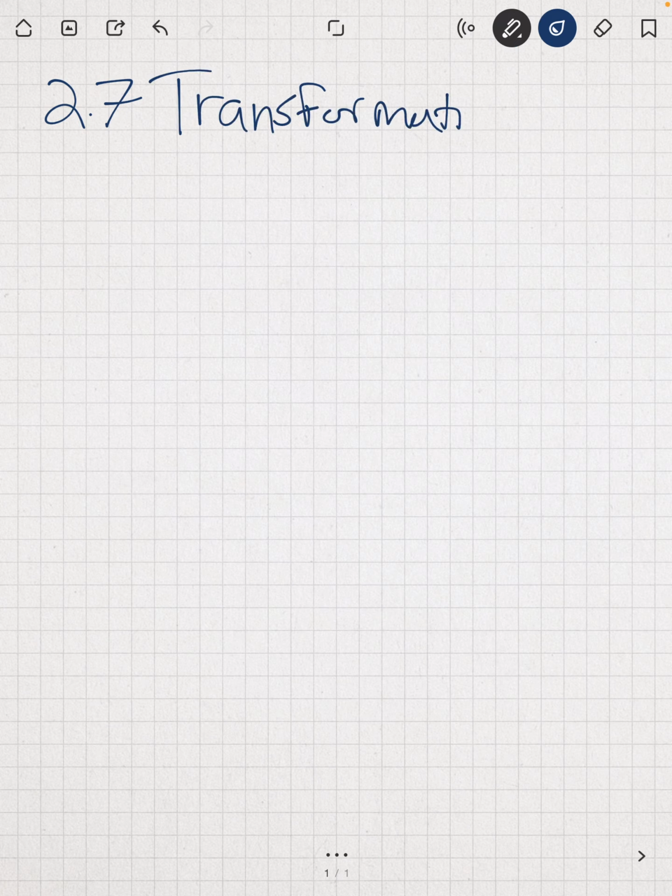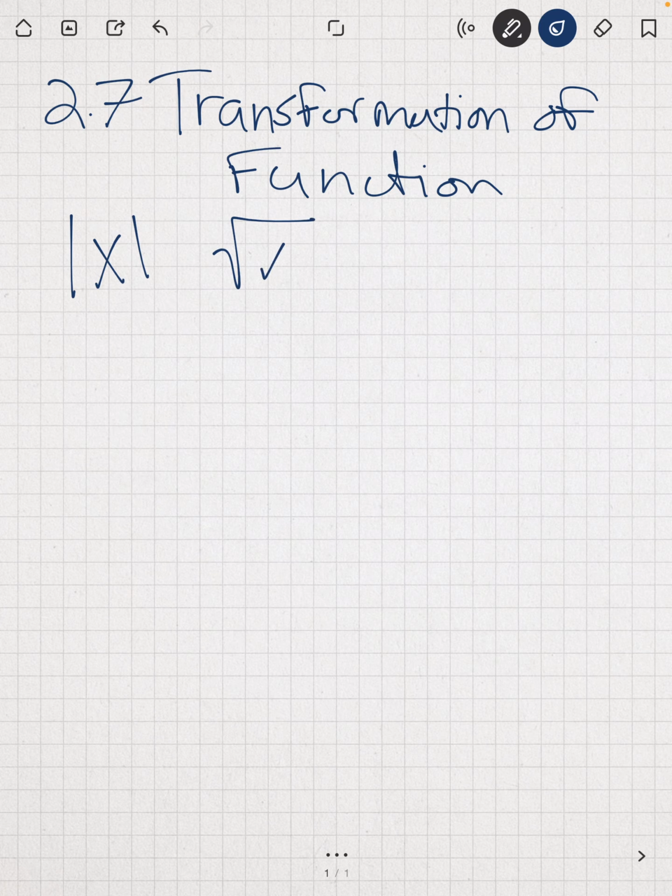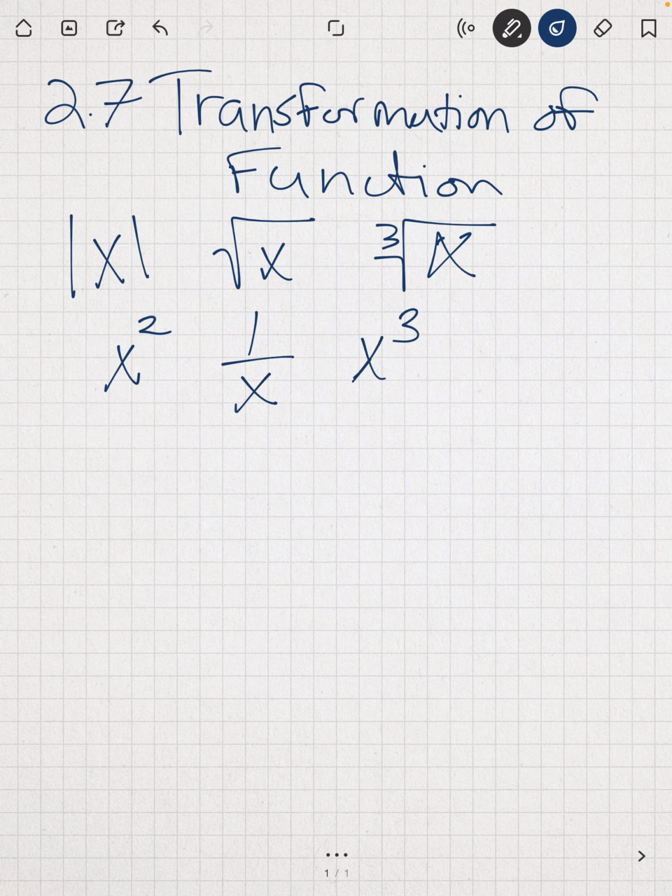Hi class, today we're going to be talking about section 2.7, transformations of functions. And so really we're going to lean a lot on our previous video on library of functions, where we had our base functions: our absolute value function, our square root function, our cube root function, our square function, our reciprocal function, our cube function, and so on and so on.